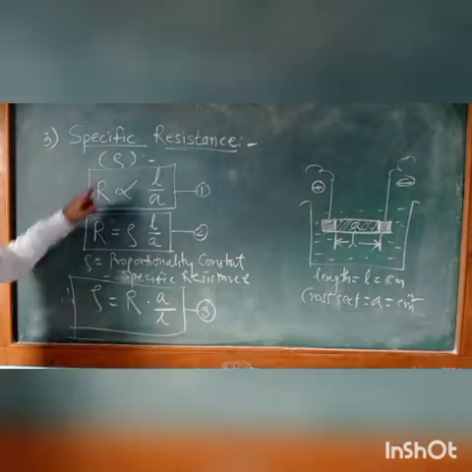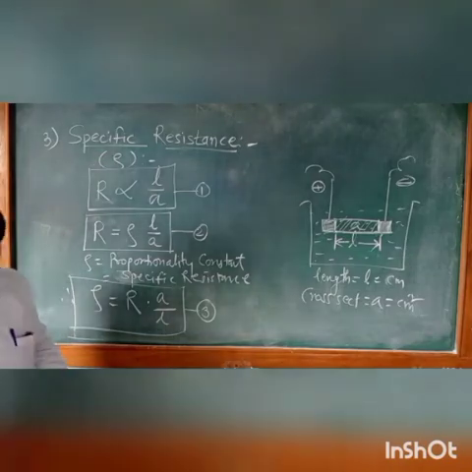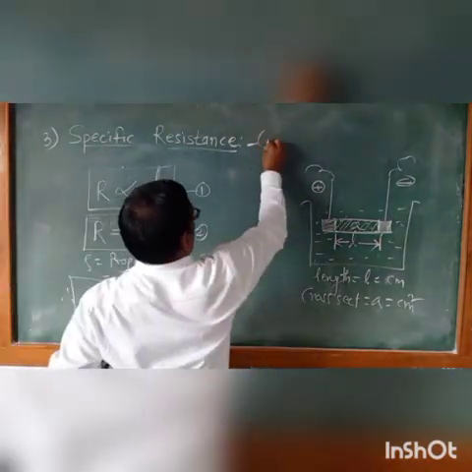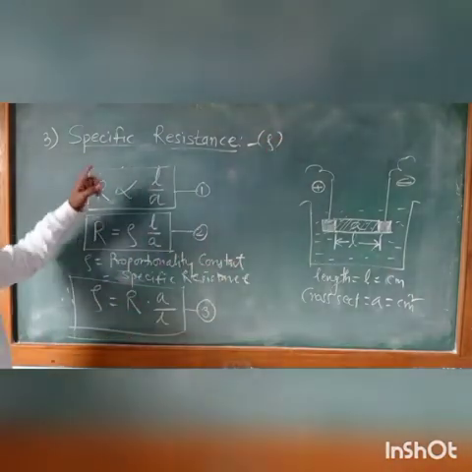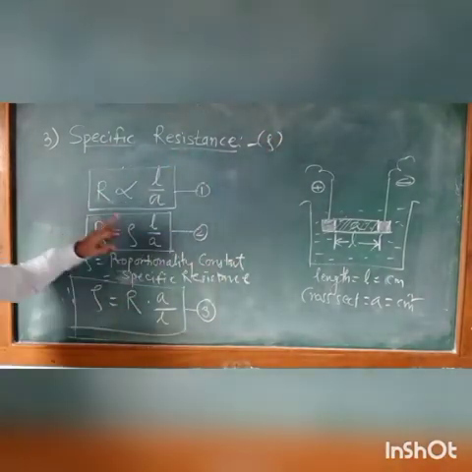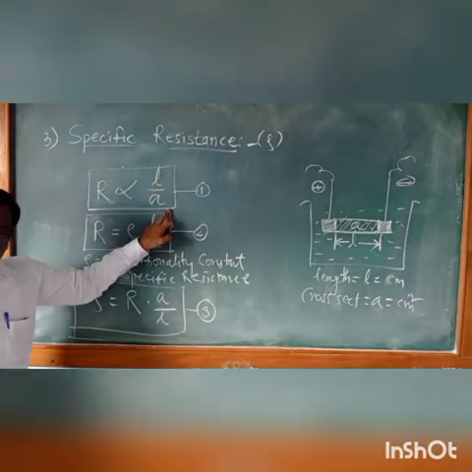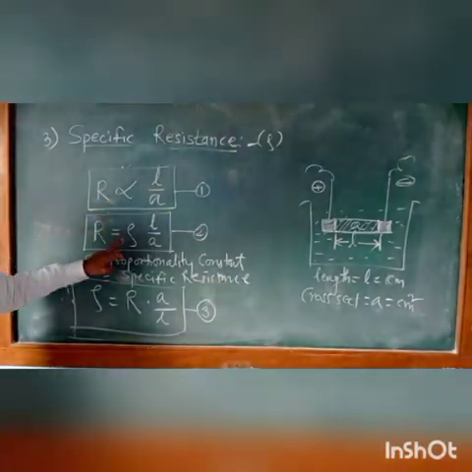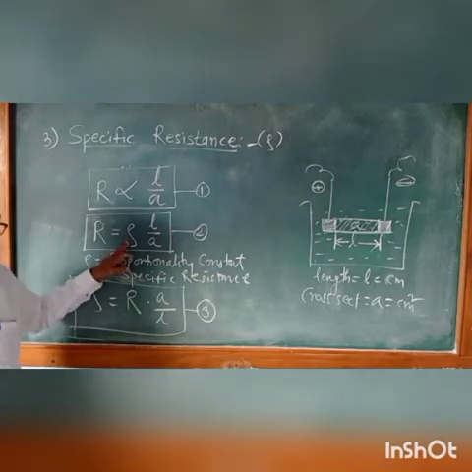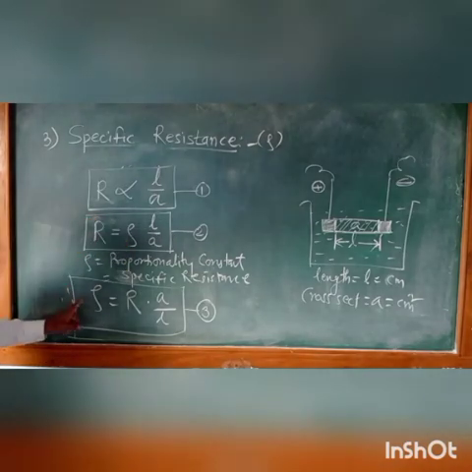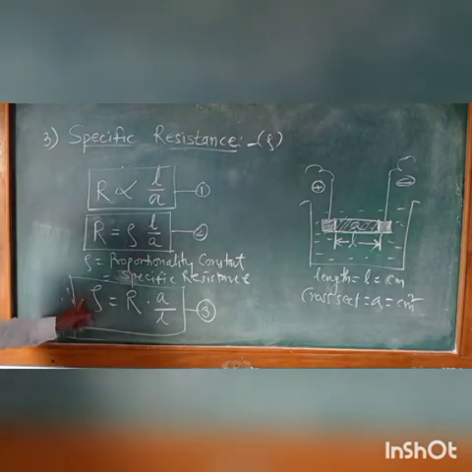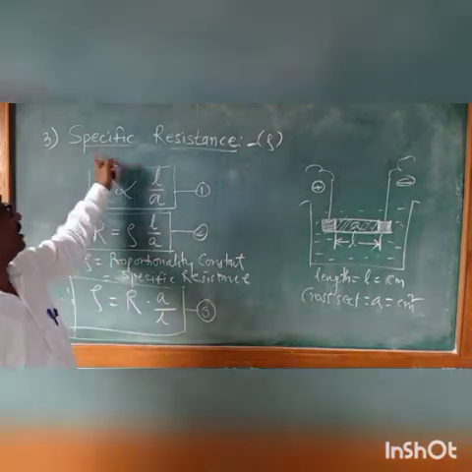Rho is a specific resistance. R is directly proportional to L upon A, length and cross-sectional area. Remove this proportionality sign, add the proportionality constant rho, rearrange the equation. So rho is equal to R into A upon L. This is nothing but the equation of specific resistance.